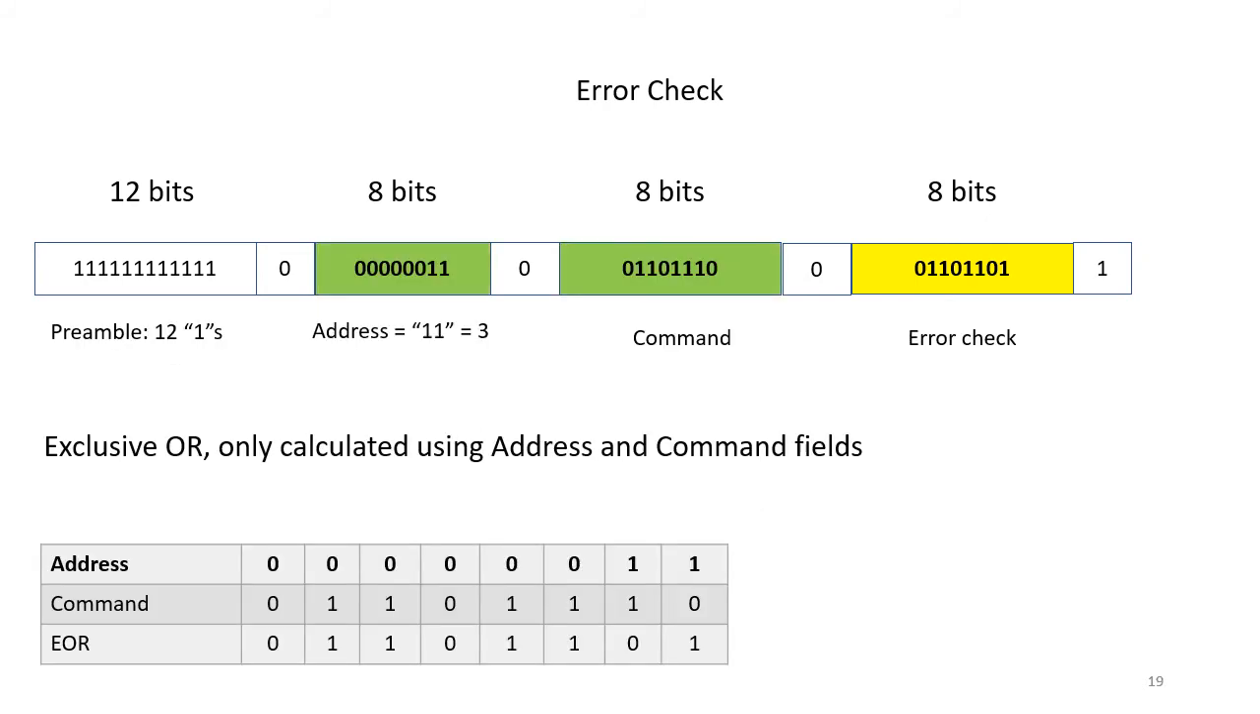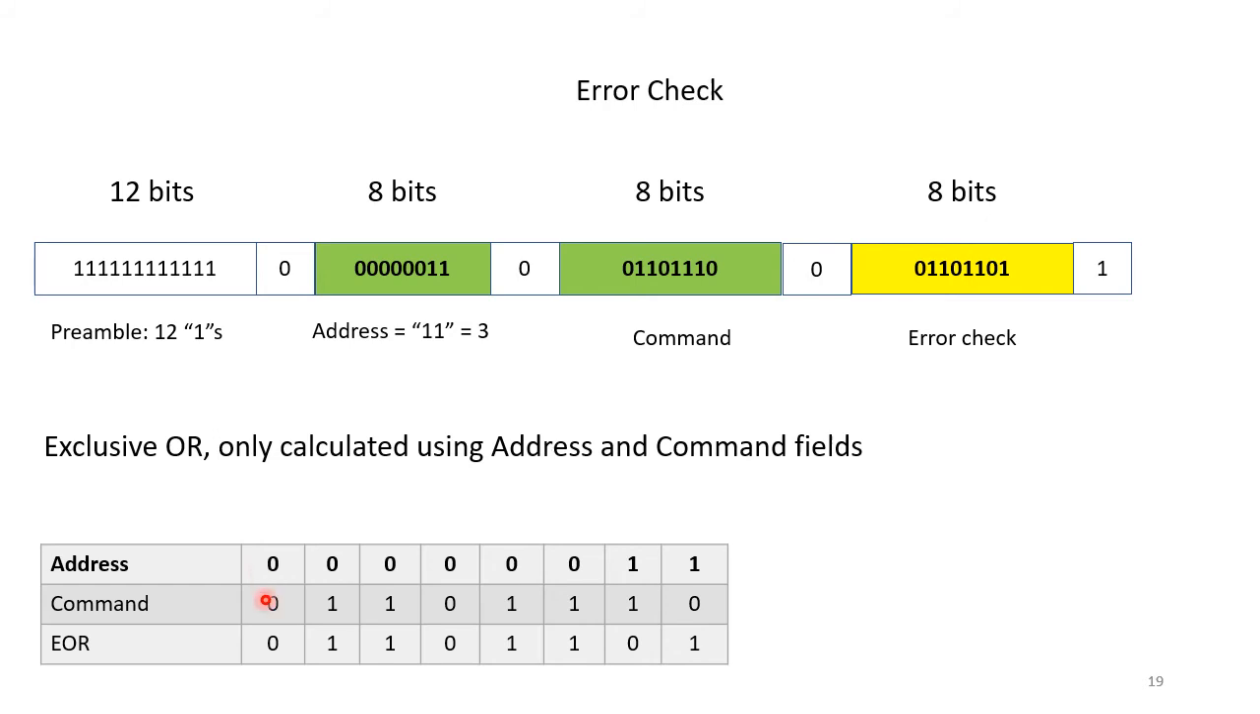information. Okay, so how do we calculate the exclusive OR? So we have this table here. The address 6011, I've got on the top line 6011. Then I've got the command 011011110. I've got here 011011110. So what exclusive OR does is it does it bit by bit.